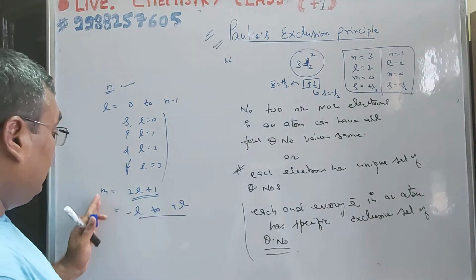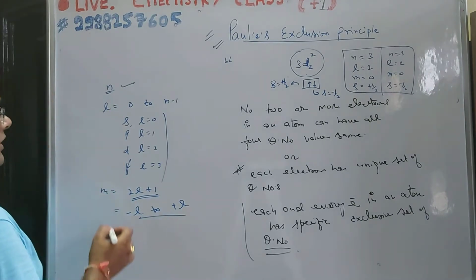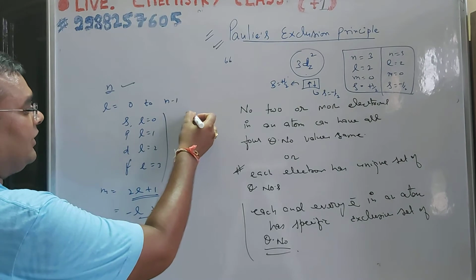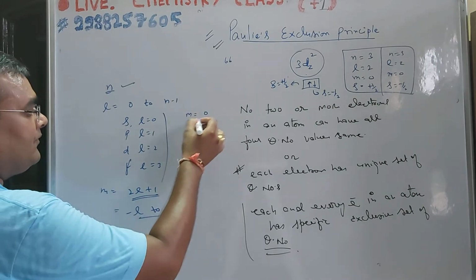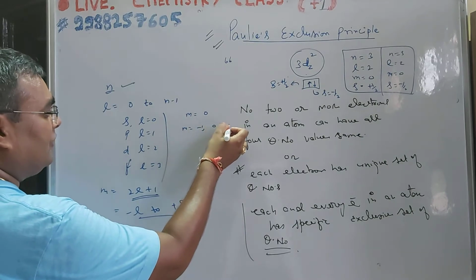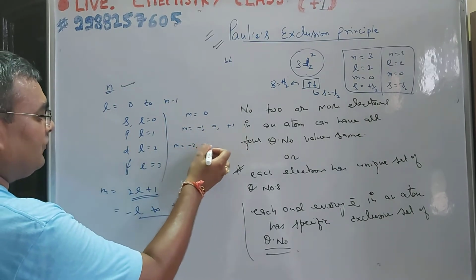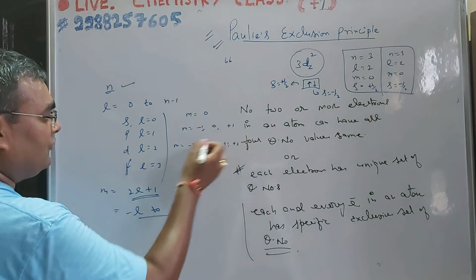Orientations of orbitals for each subshell are different. For s subshell, magnetic quantum number is represented by 0. For p subshell, magnetic quantum number is represented by -1, 0, +1. For d subshell, magnetic quantum number is represented by -2, -1, 0, +1 and +2.